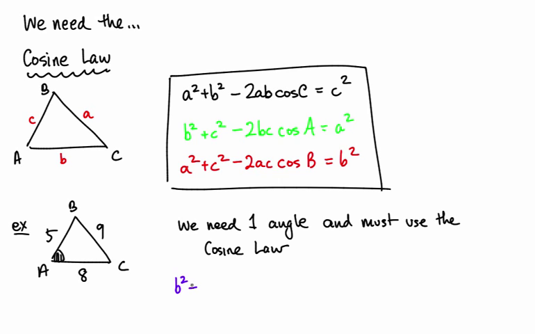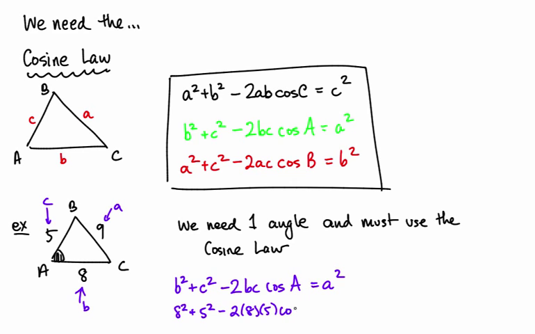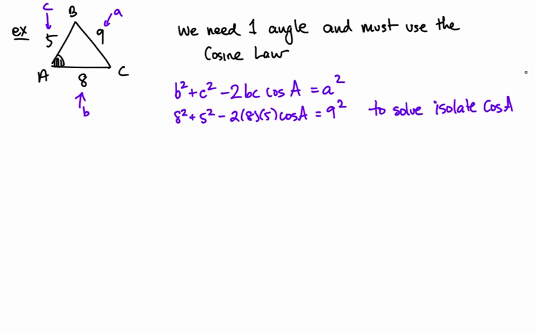So if I have b squared plus c squared minus 2bc cosine angle A is a squared, I substitute things in. So here's your a, here's your c, here's your b. This is our angle A that's already shaded. So start substituting them in: 8 squared plus 5 squared minus 2 times 8 times 5 cosine of A equals 9 squared. Now to solve this, I need to get cosine A by itself. So let's just get a little more room. We can do that. So this is 64 and 25, and this is 80 cosine A equals 81.